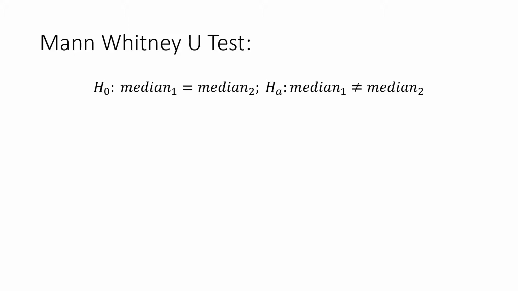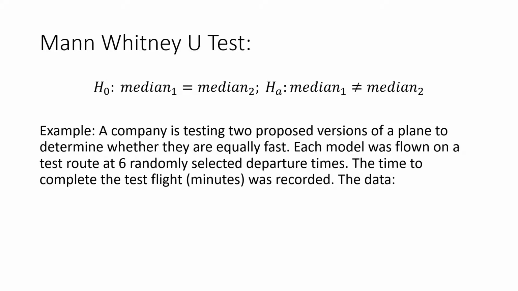The way that the Mann Whitney U-test works is that we state our hypotheses, which are that the median from the first group is equal to the median from the second group, versus the alternative that the medians are not equal. It is possible to do these as a one-sided test also, but I'm going to talk about it more generally this way. And the example that we're going to use is we've got a company testing two proposed versions of a plane to determine whether they are equally fast.